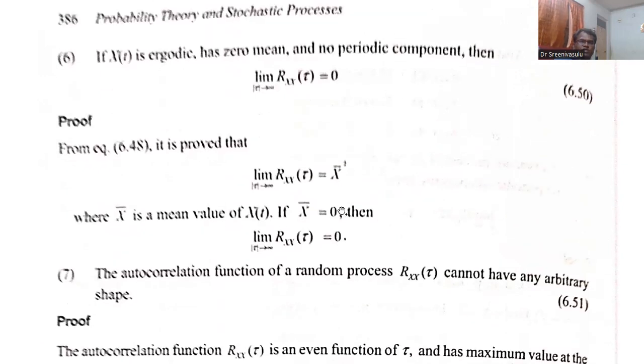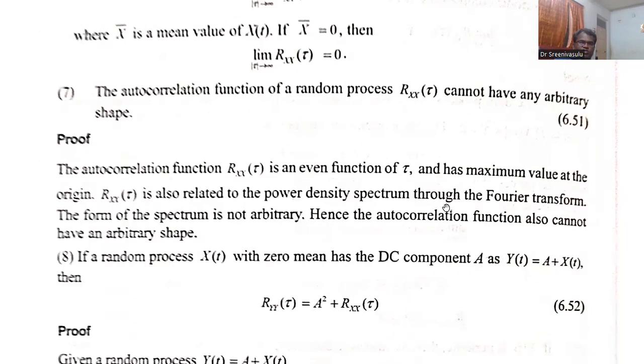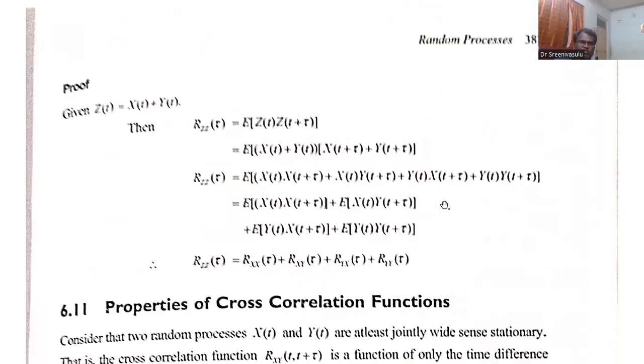Now next one is, if x of t is ergodic, has zero mean and no periodic component, then the mean is a zero value. Already we have seen that formula: the limit as tau tends to infinity of Rxx of tau is the mean value squared. So whenever the mean is zero, finally the corresponding autocorrelation function is zero. So that is about autocorrelation functions.